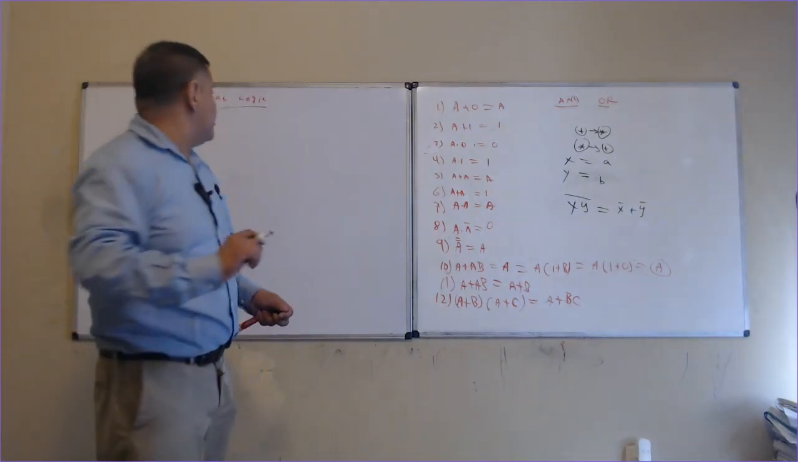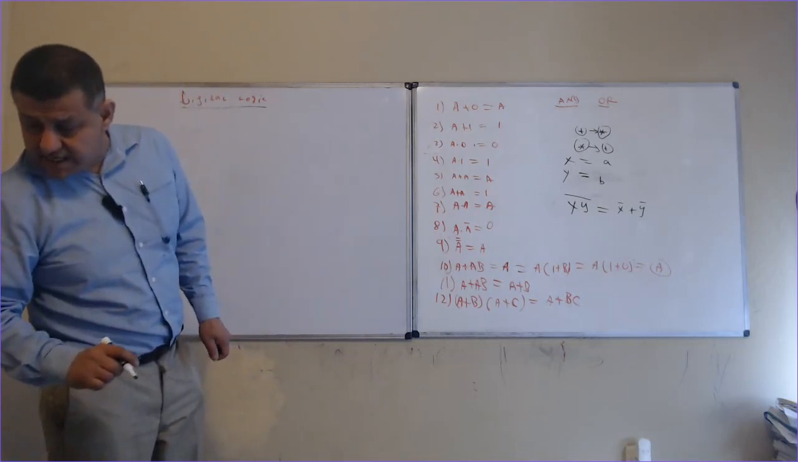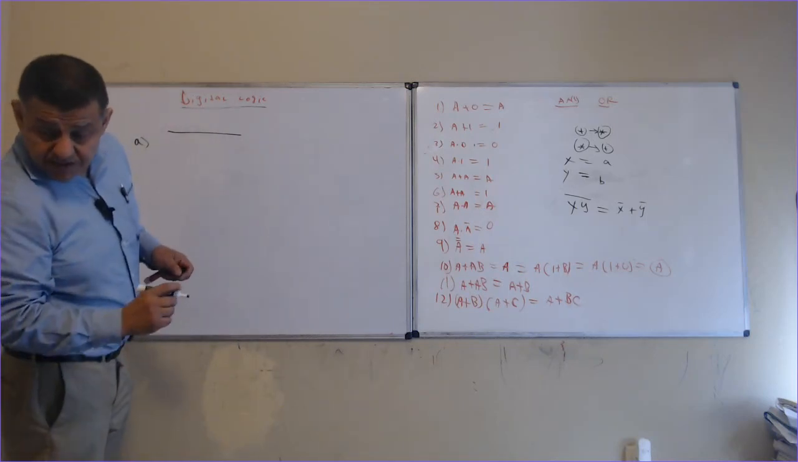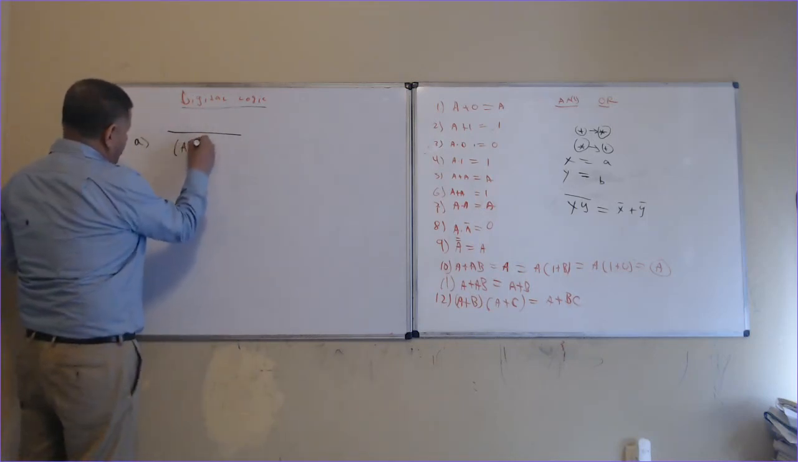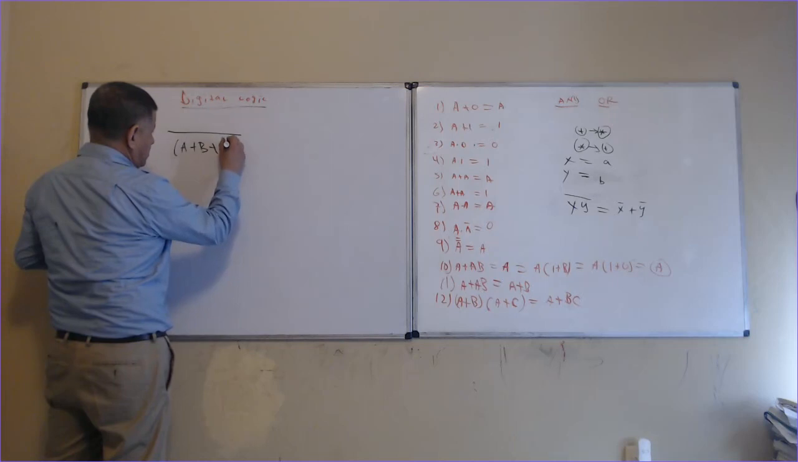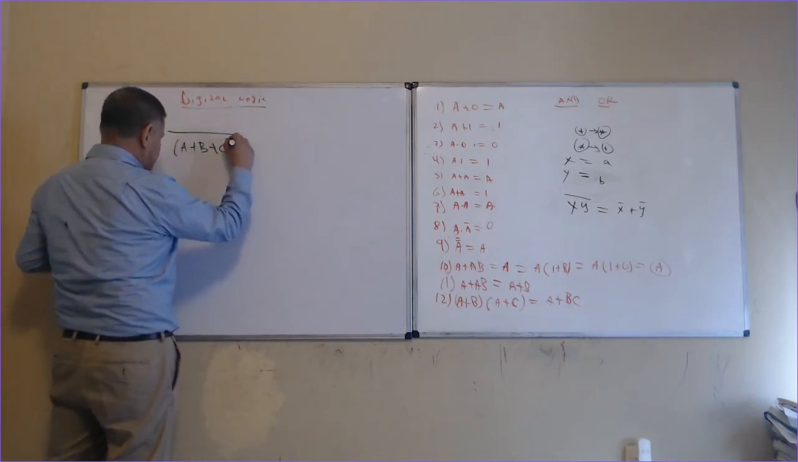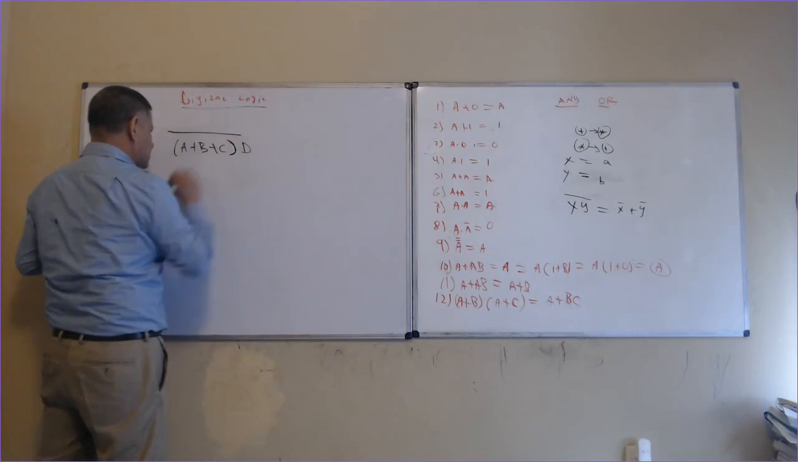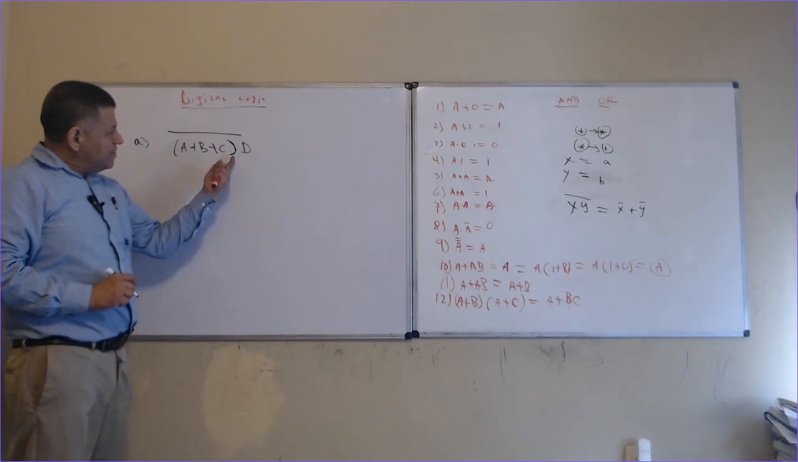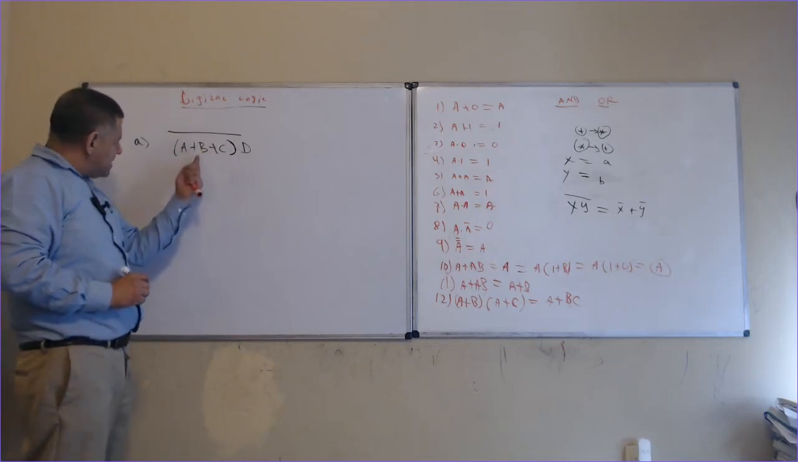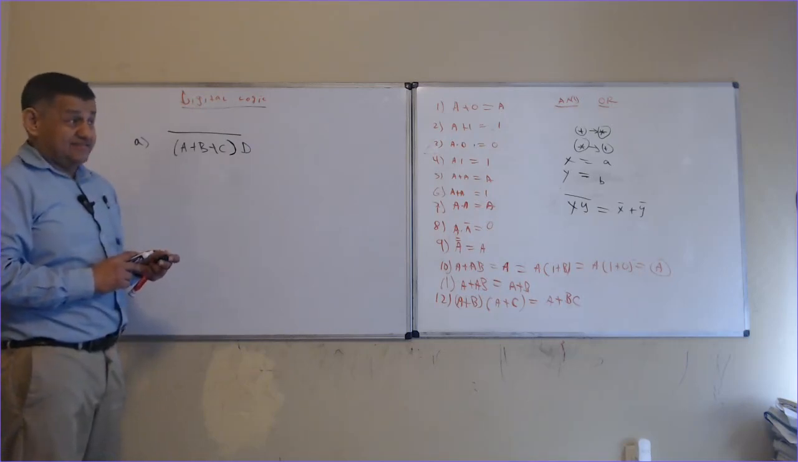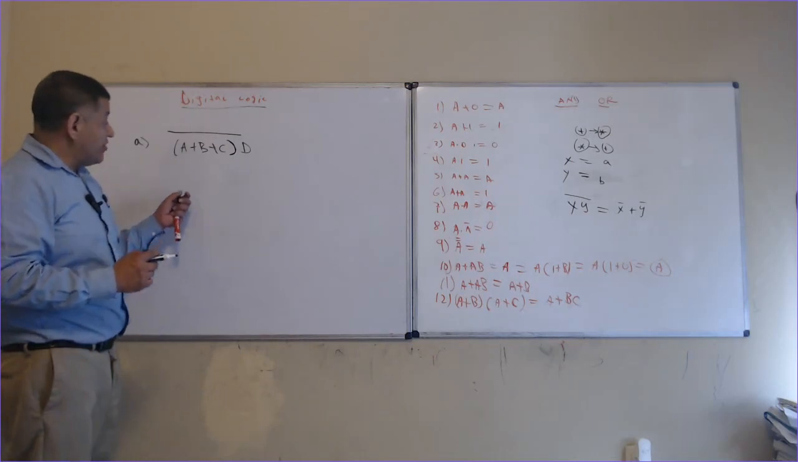Okay, so let's do this. A says the following: A plus B, and plus C, and then multiplying D. Okay, A plus B plus C multiplying D, right? You will be tempted to distribute that inside. It makes sense, but then it's going to complicate the problem more than it is. So what we can do is the following.